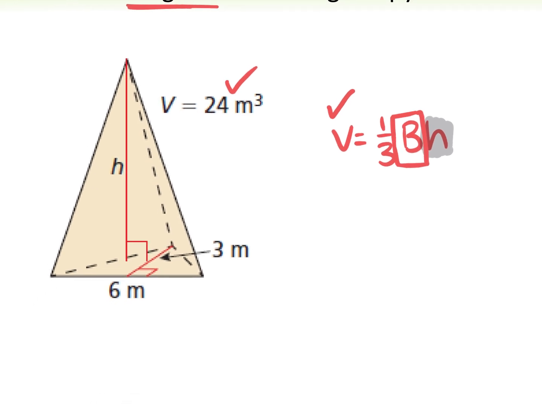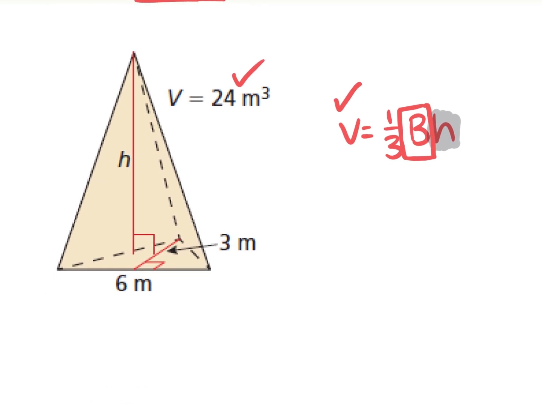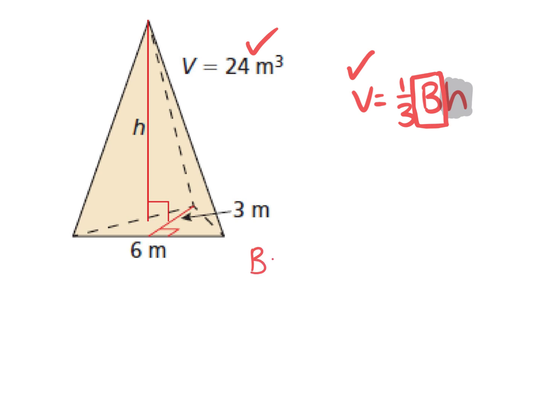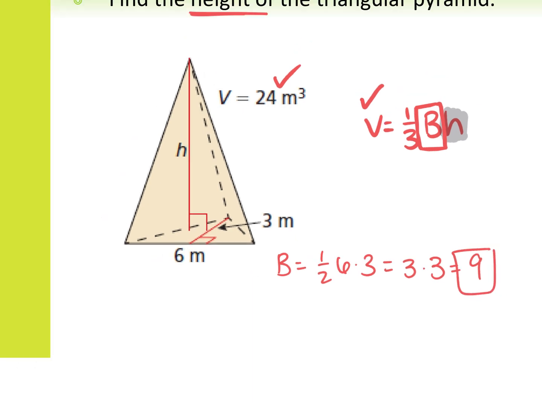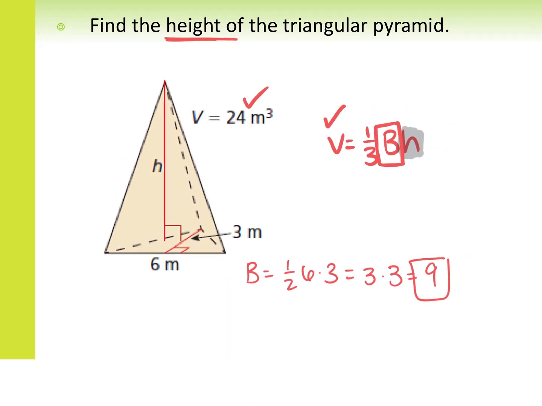6 times 3 is not going to give me the area of the base. 1/2 6 times 3. Why is it 1/2 6 times 3? It's a triangle. Very good. Okay. So our base area is going to be 1/2 6 times 3, which is actually just 3 times 3. Do you guys agree? Which is 9. So watch this. Plug in everything you know and see if you can solve for the height. So we've got 24, the volume, equals 1/3 times the base, which was 9, times the height.